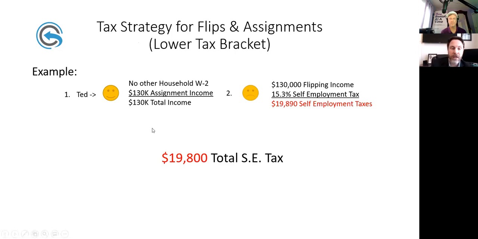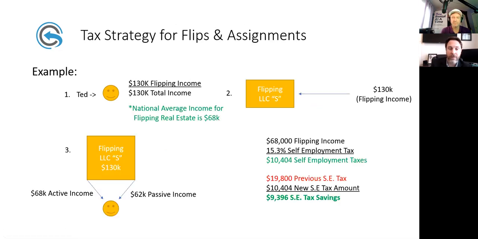And so here's Ted. He lost his job, or not, he didn't lose his job. This is a different Ted. Ted has no W-2 household income, and he's making about $130,000 worth of assignment income. So his total income is $138,000, period. And because he's under that $137,000 Social Security ceiling, he's going to be taxed 15.3% on all of the $130,000, which equals just under 20 grand, about $19,890 in self-employment taxes. And so that's the total amount that Ted's going to pay. So we want to lower that amount for Ted.